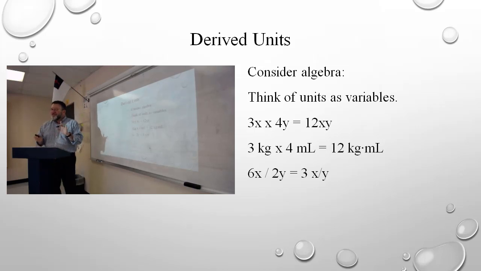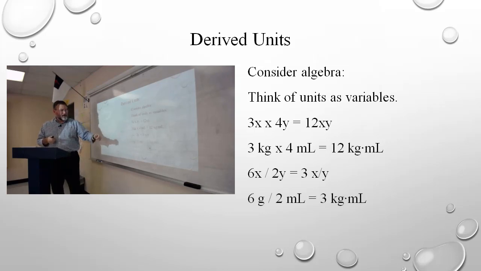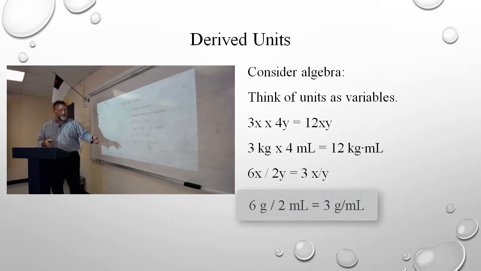Okay? In the same way in chemistry, 6 grams divided by 2 milliliters equals, oh, that's a typo. I'll go back and fix that. That should be equals 3 grams per milliliter. 3 grams divided by milliliters. That's what should be there. Okay? So, 3 grams per milliliter. Well, a grams per milliliter is a derived unit, but it actually is something we use in chemistry. It's called density. Grams per milliliter is density. So later on we talk about density.